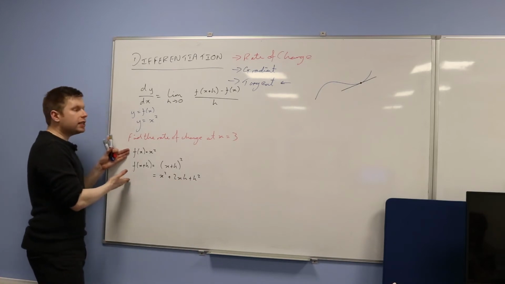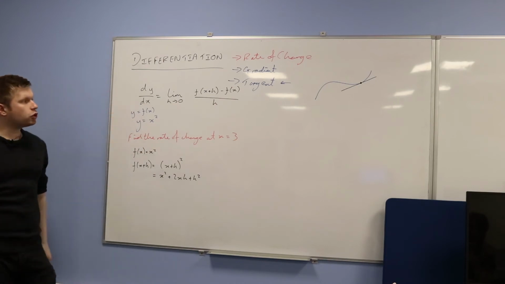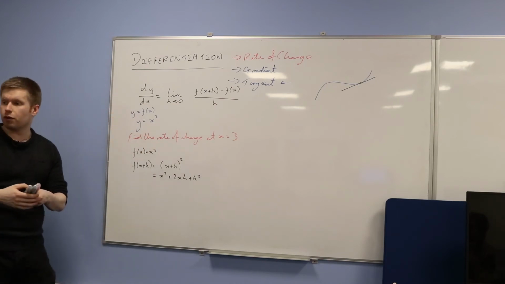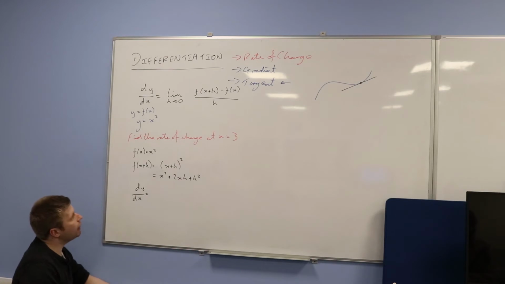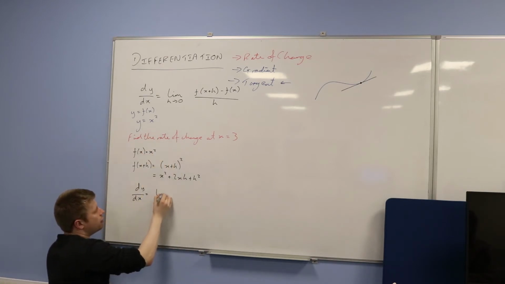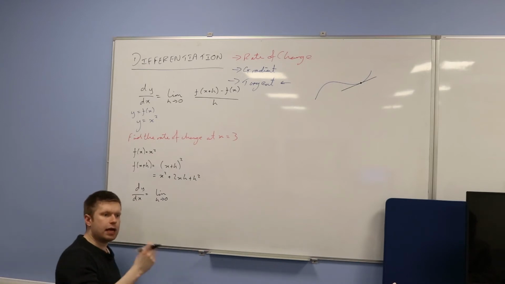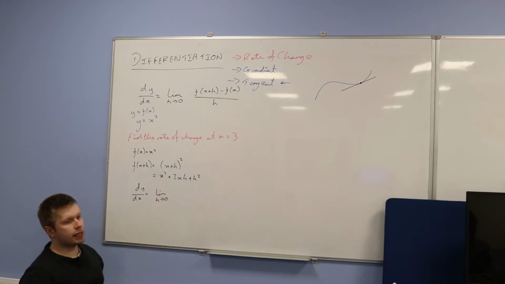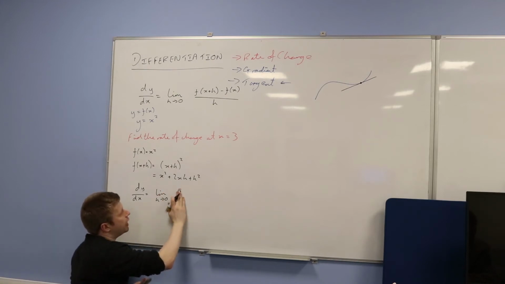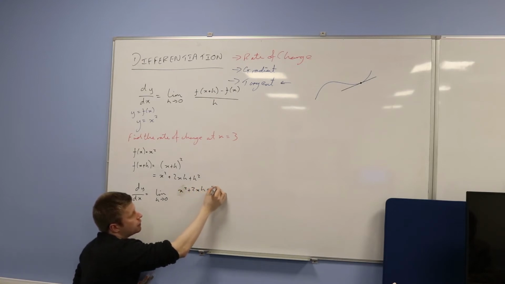So now I've got my two pieces which I need. I've got this piece and I've got this piece. I just need to stick it into my definition of my gradient, the definition of my rate of change. So here we go. I say dy by dx will be equal to the limit as h approaches 0. I'm basically just saying here whatever h is, it's just got to be really, really small. And then it's f of x plus h, which I've said is this thing here. So it's going to be f of x plus h, which is x squared plus 2xh plus h squared.